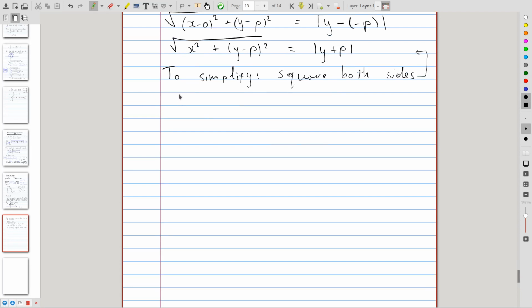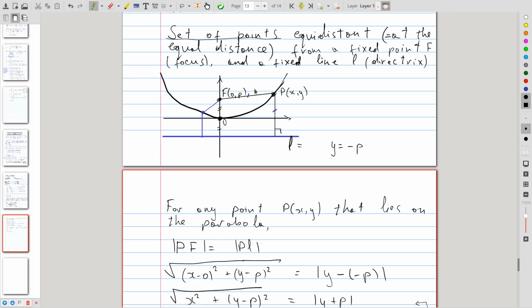And so after some manipulations, after simplifying this, canceling out similar terms and so on, which I won't go into right now, you end up with the following equation. You end up with x squared equals 4p times y. And so you remember that p was the distance from the vertex of the parabola.